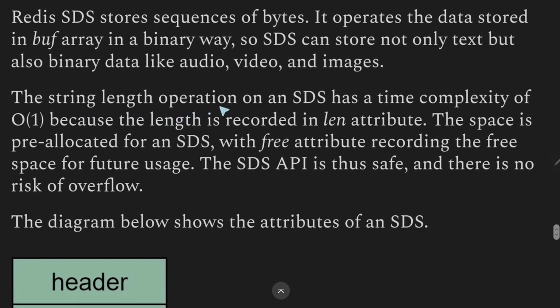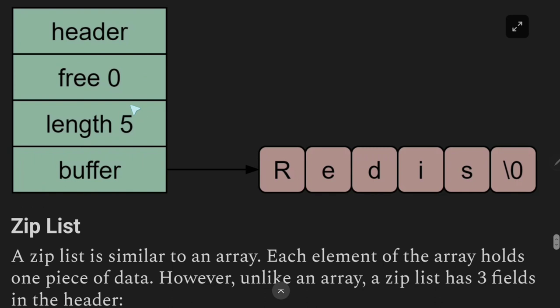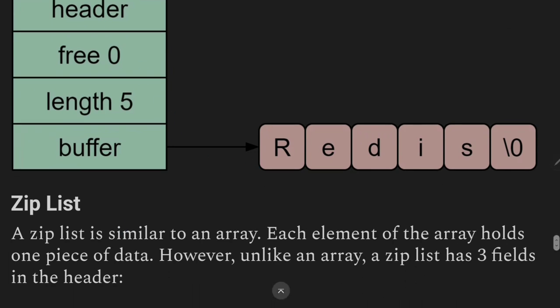The string length operation on an SDS has time complexity of O(1) because the length is recorded in the len attribute. The space is pre-allocated, with the free attribute recording the free space for future usage. This is the optimization. The SDS API is thus safe and there is no risk of overflow. The diagram below shows the attributes of the SDS: header, free, length, and the actual buffer that holds the actual string, with some metadata on it.